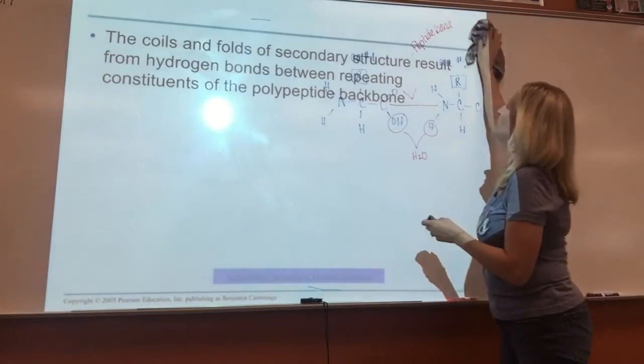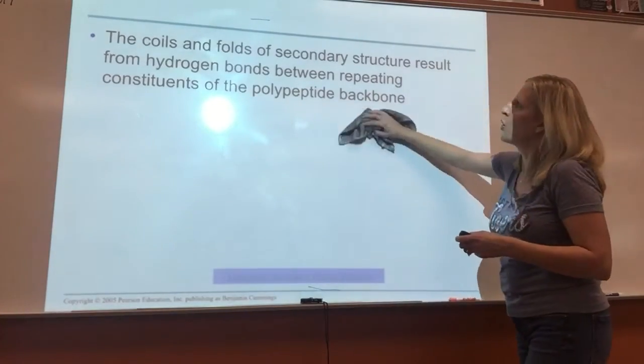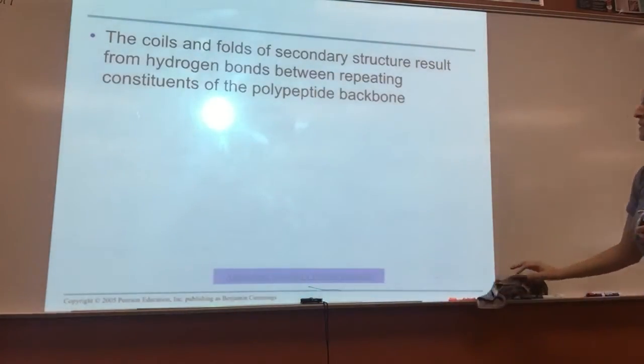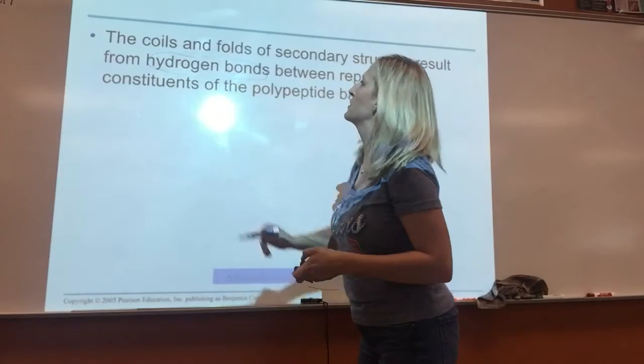The secondary, the coils and folds of the secondary structure result from hydrogen bonds between repeating constituents, that means chemical groups of the polypeptide backbone. So secondary has the hydrogen bonds, which is really important here.